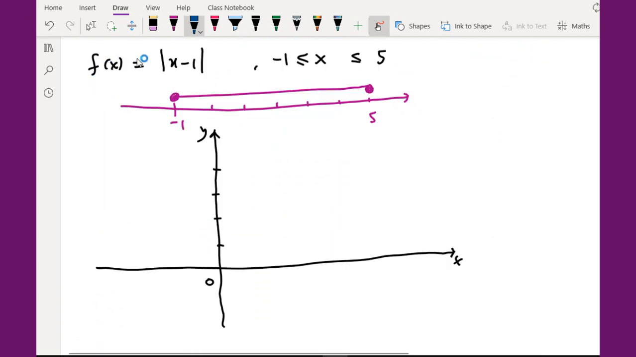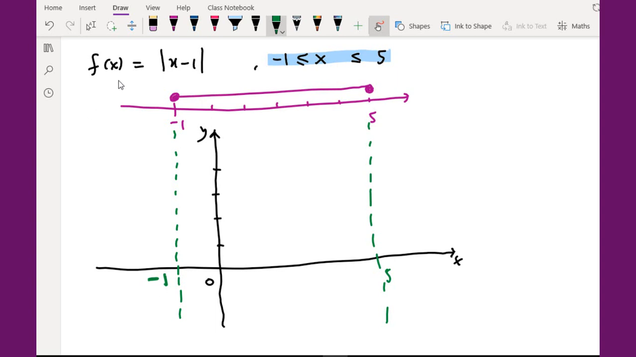Okay, the same function, absolute value x minus 1, but in the restricted domain. Domain is x lies between negative 1 and 5 included. First thing, from the domain given, take the number line like this. Then you need to sketch the graph within the given domain. So, okay, this is the line from negative 1 up to 5. Means that there's no graph on the left hand side and also the right hand side. The graph is within this domain.